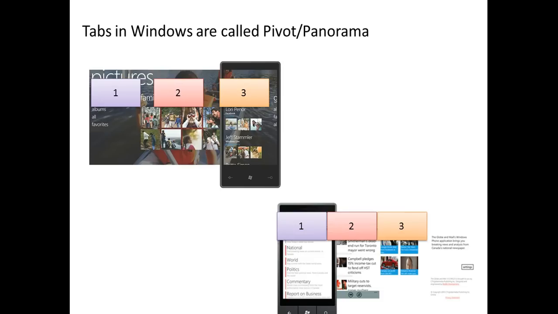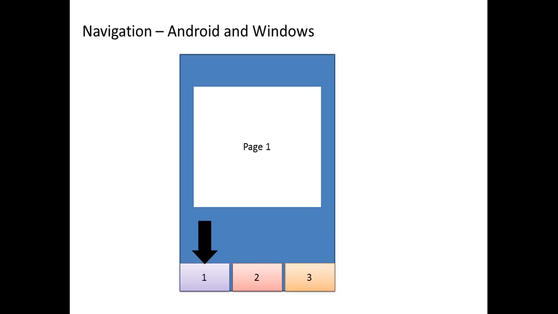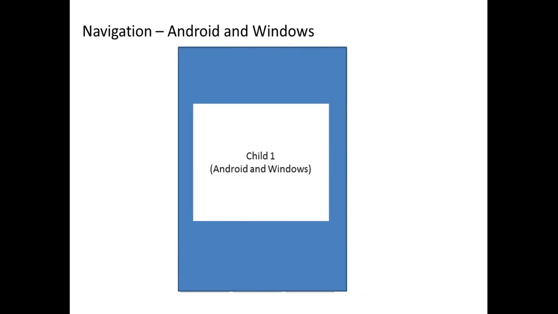There's also one other slight difference in tabs between the platforms, in that Android and Windows Phone don't tend to do navigation within the tabs, whereas iOS tends to do navigation within. So let's just take a look at that. For navigation, if you are in page 1, inside tab 1, and you click something, which means you're going to go to a page 2, then what generally happens is the entire page is replaced. So you no longer get those tabs at the bottom. You just get this child 1 displayed.